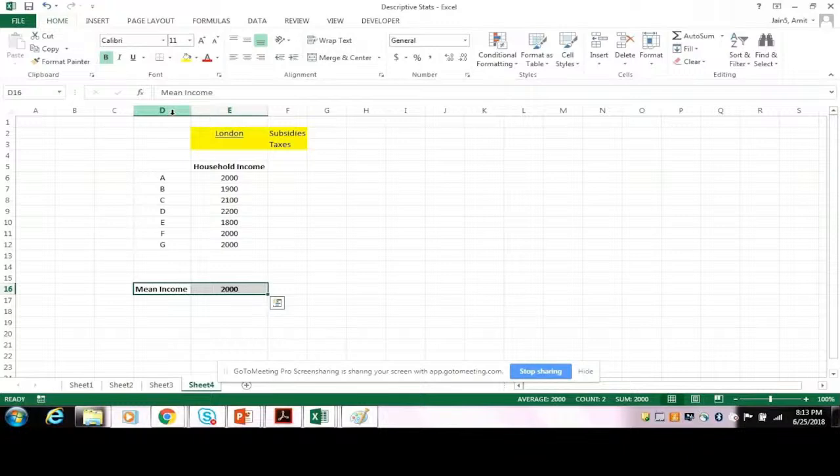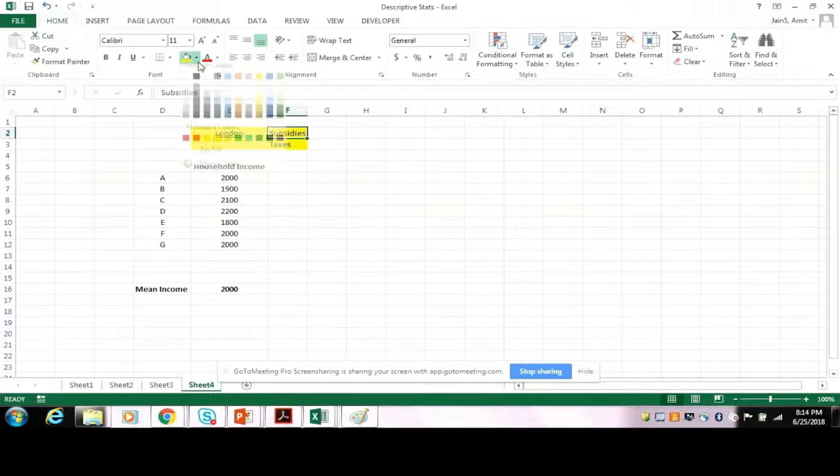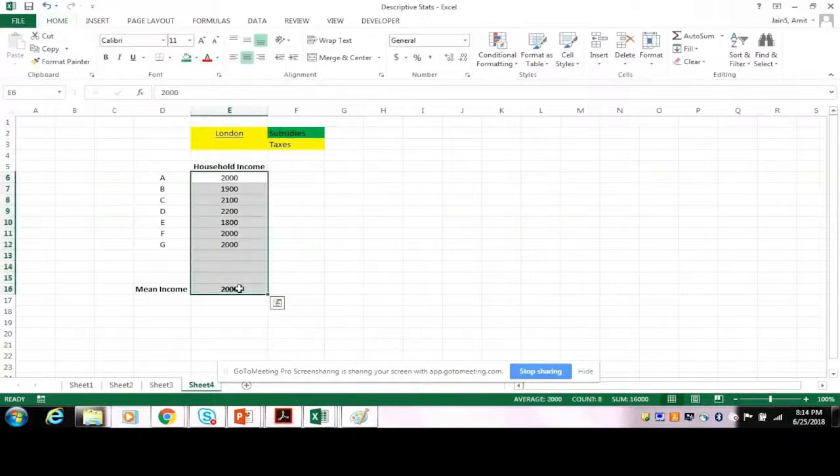Living in London, it's an expensive city. £2,000 is not enough. It's not very high, not even close to decent. So the government said, people living here, we need to support them. They started giving subsidies to people living in this particular locality, basis this data, so that people can meet their ends and live a decent life, able to meet their expenses and purchase basic amenities. So it was going on well.